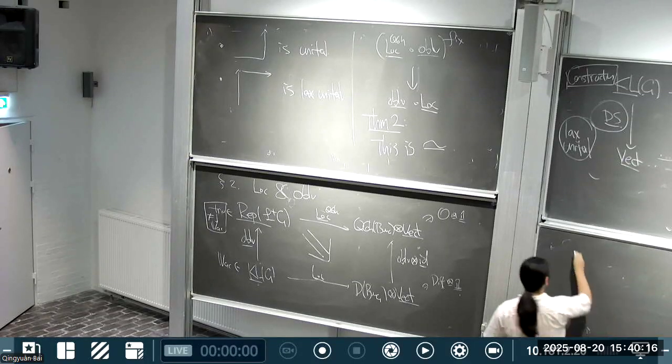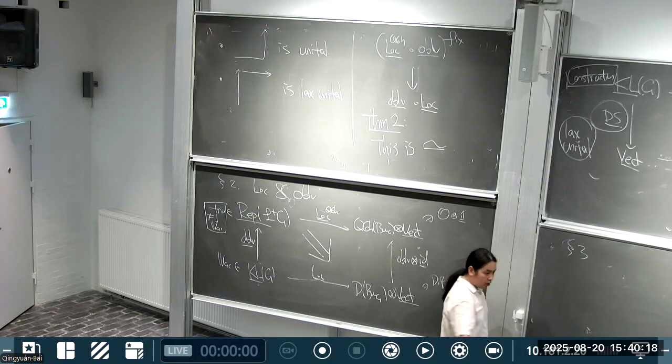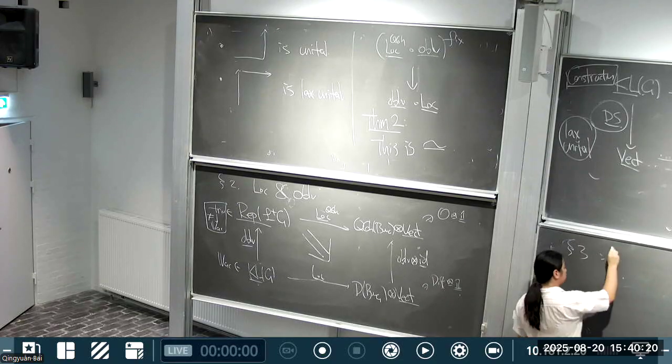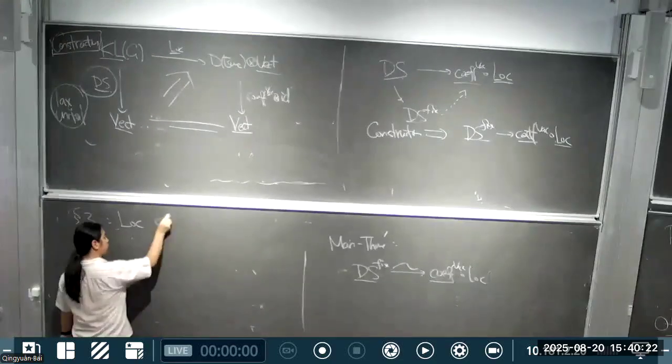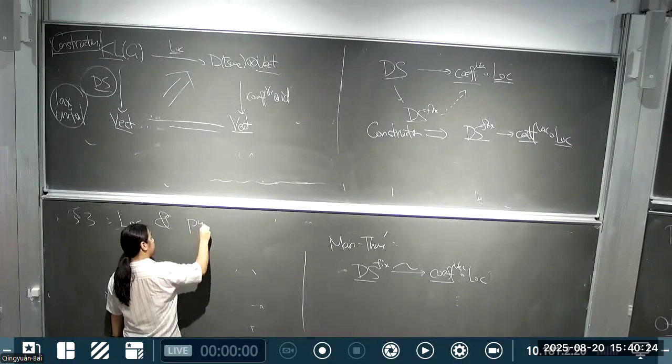Okay, so let's come to another example which will be used in the construction of the natural transformation in the main theorem. So it's called knock and pullback.